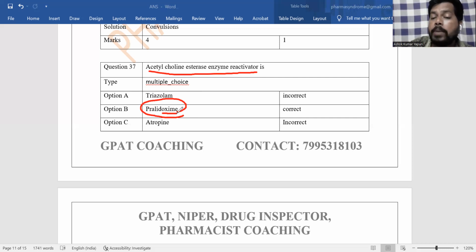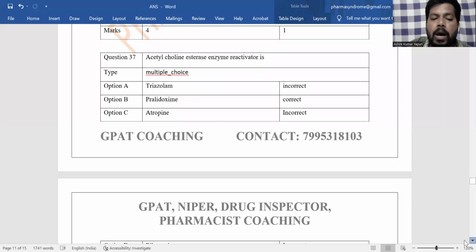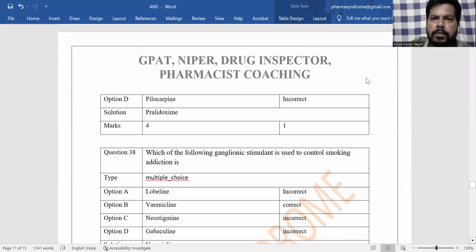Triazolam comes under the benzodiazepine group, and atropine is a muscarinic receptor antagonist. It non-selectively blocks all muscarinic receptors.